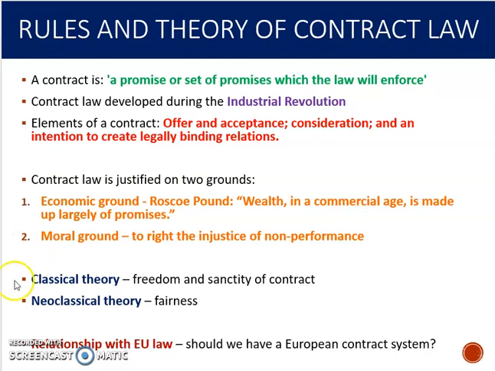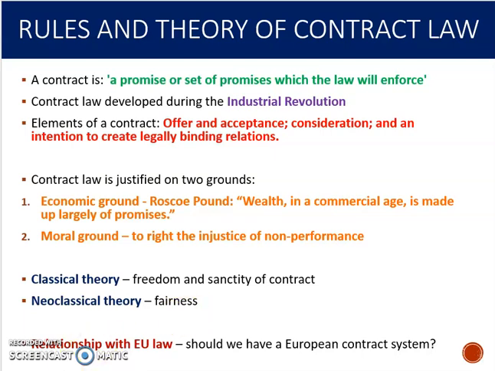And you could talk about classical and neoclassical theory here. Classical theory is freedom and sanctity of contract, i.e. that courts are reluctant to intervene in a contract between private parties. But neoclassical theory, the courts do want to try and ensure fairness, particularly where you've got an imbalance of power between the two contracting parties.